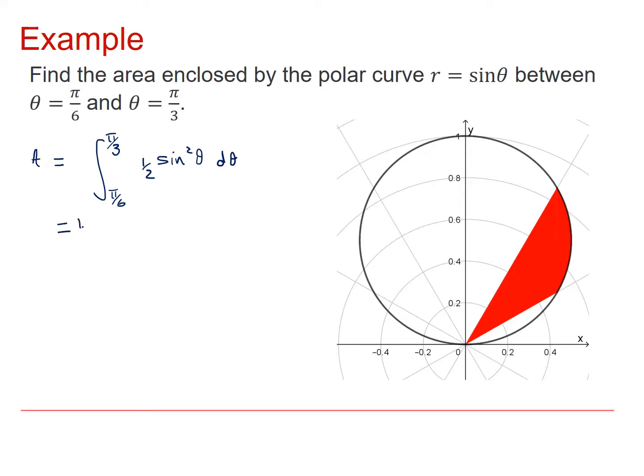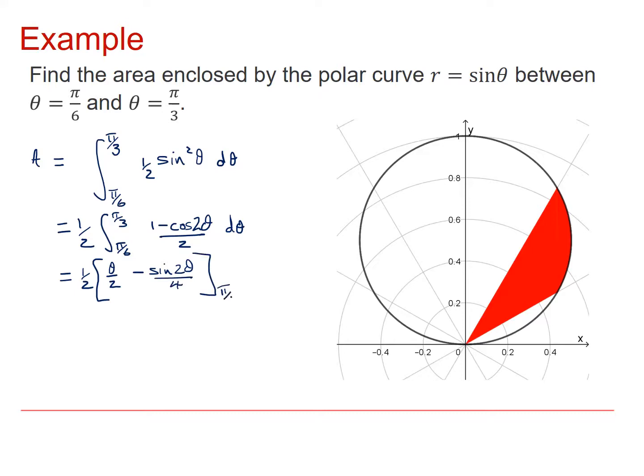So this becomes a half times the integral between pi by 6 and pi by 3 of 1 minus cos 2 theta all over 2 d theta. Working that integral through, I'm going to get a half theta over 2 minus sine 2 theta over 4, and that's evaluated between pi by 6 and pi by 3.